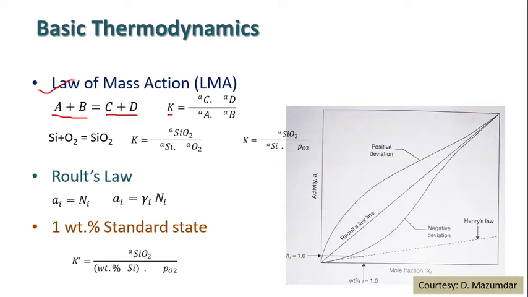If we take an example of silicon oxidation, silicon plus oxygen gives rise to silicon dioxide. So the K value will be the activity of product divided by activity of reactants. And in the reactant side, the activity of oxygen, as it is a gas, we can write as the partial pressure of oxygen.